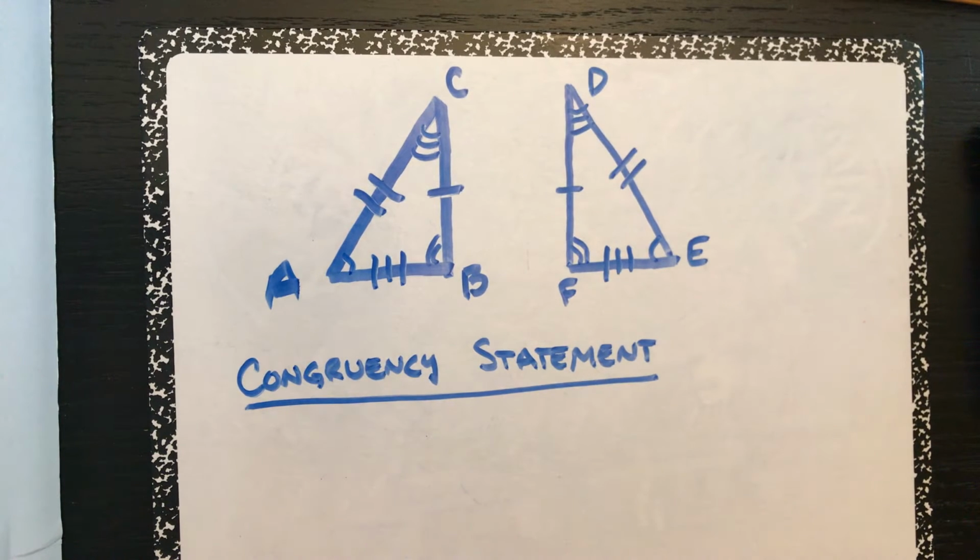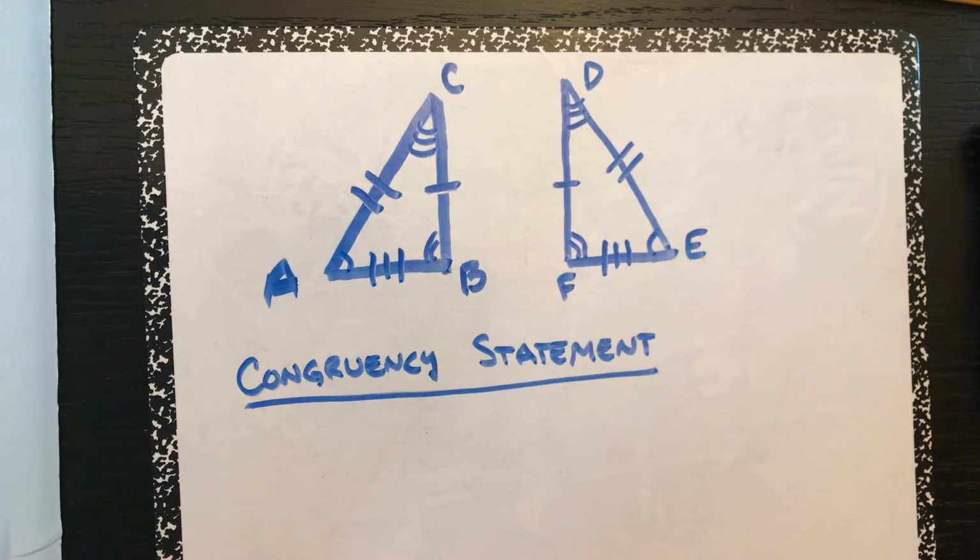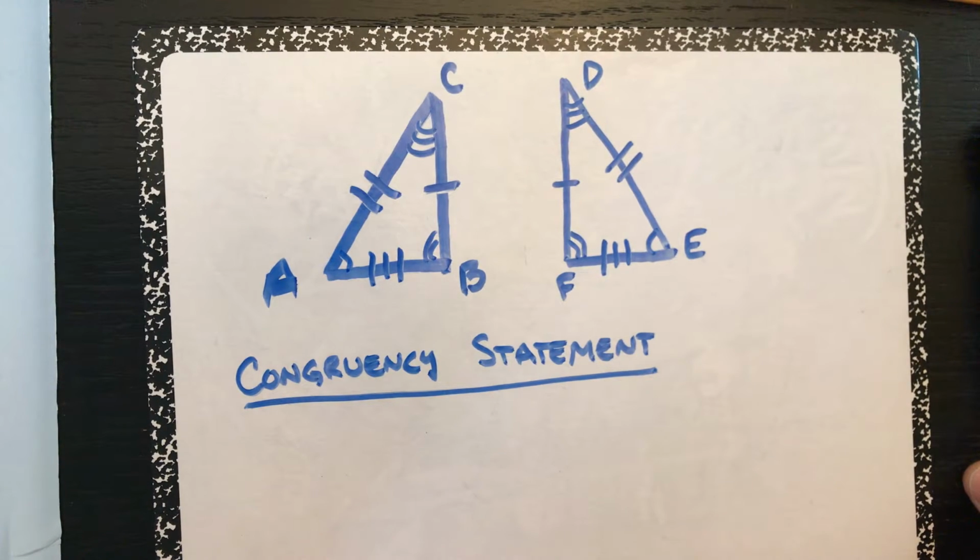All right, geometry crew, we're starting a new chapter, which is all about congruent triangles. And the first section is about congruent figures. This is fairly simple. Congruent figures have the same size and the same shape. And they don't necessarily have to be triangles. I mean, we're going to be focusing on triangles a lot.